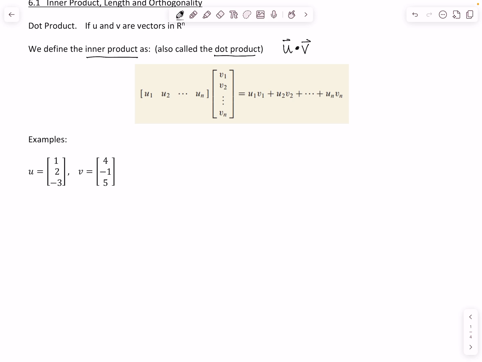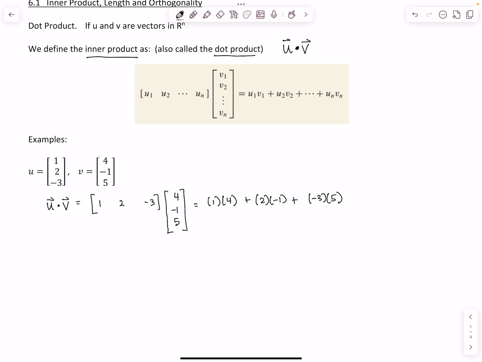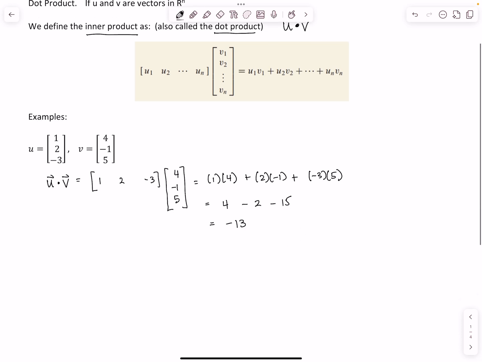If this is my U and this is my V, U dotted with V, by definition, is we take 1, 2, -3 and multiply it by 4, -1, 5. We pair up 1 and 4, then 2 and -1, and then -3 and 5, which gives me 4 minus 2 minus 15, so I get -13.